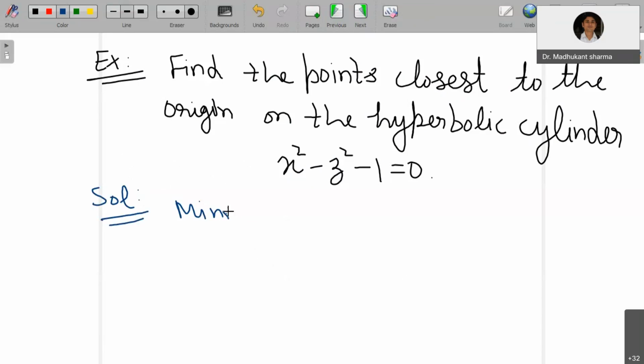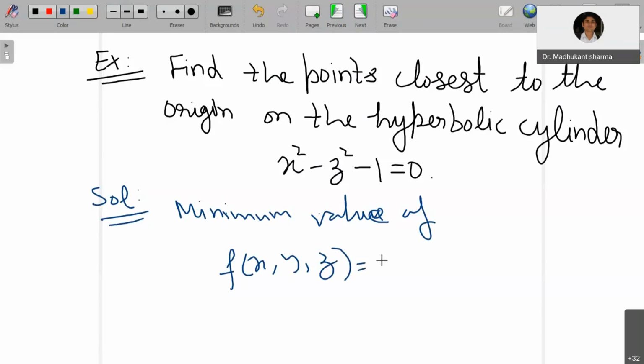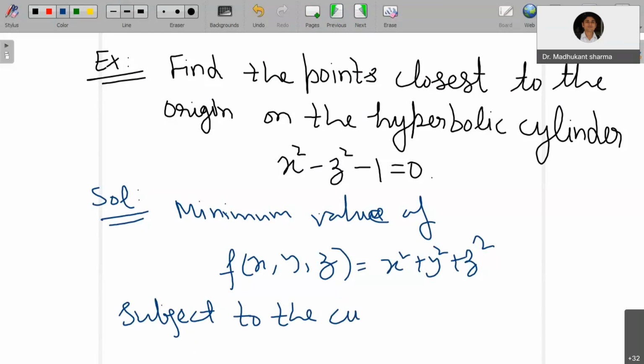We are trying to identify the minimum value of f of x comma y comma z equals x squared plus y squared plus z squared, subject to the constraint x squared minus z squared equals 1, or x squared minus z squared minus 1 equals 0.